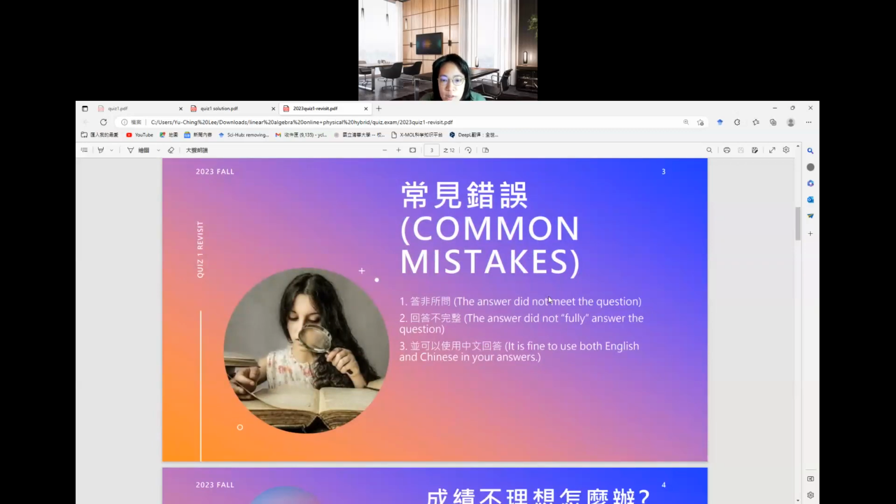The first one is probably the answer did not meet the question. And the second, the answer might not fully answer the question. And the third thing is a reminder that you can actually use both English and Chinese in your answers, even though the question is in English.